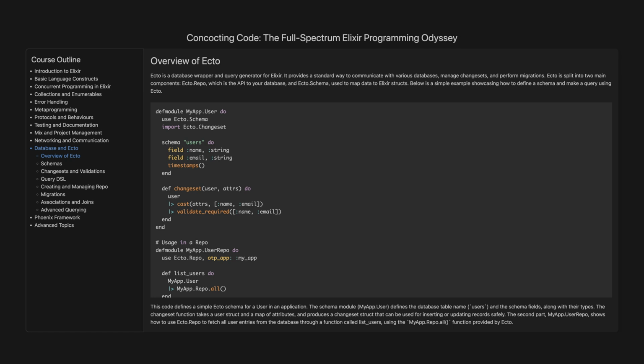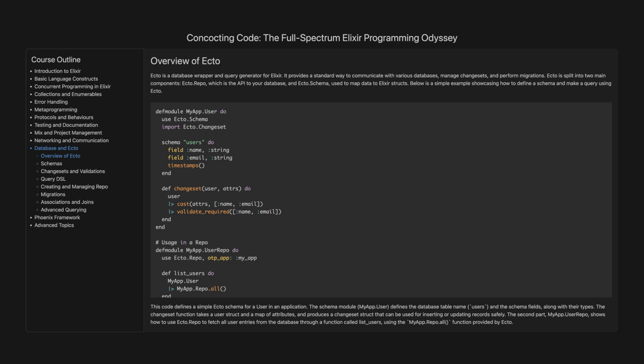This code defines a simple Ecto schema for a user in an application. The schema module, MyApp.User, defines the database table name, users, and the schema fields, along with their types. The changeset function takes a user struct and a map of attributes, and produces a changeset struct that can be used for inserting or updating records safely.